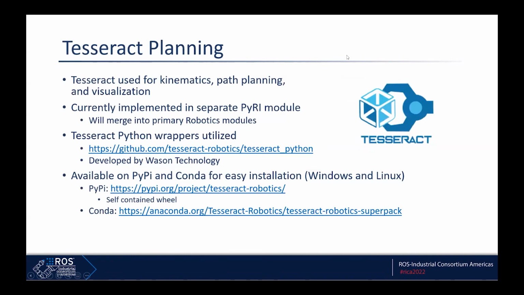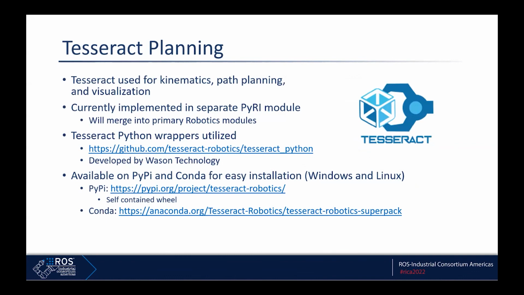I just want to mention that these projects use Tesseract, which is a SwRI project for planning. We use it for kinematics, path planning, and visualization, and also collision checking. Right now, the Tesseract for the PyRI system is actually a separate module. We're merging it now into the primary robotics modules. We're using the Tesseract Python wrappers, which are developed by Wason Technology. You can take a look at the link. We use SWIG for that.